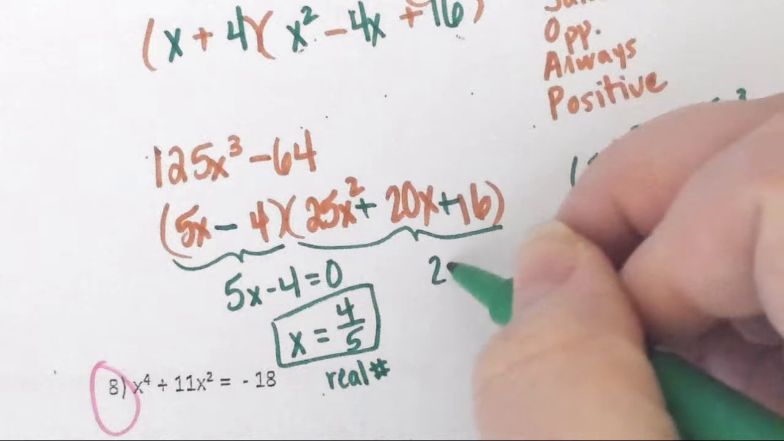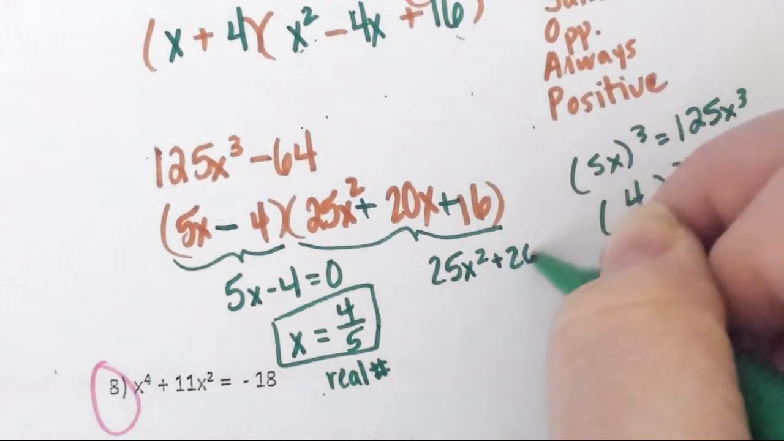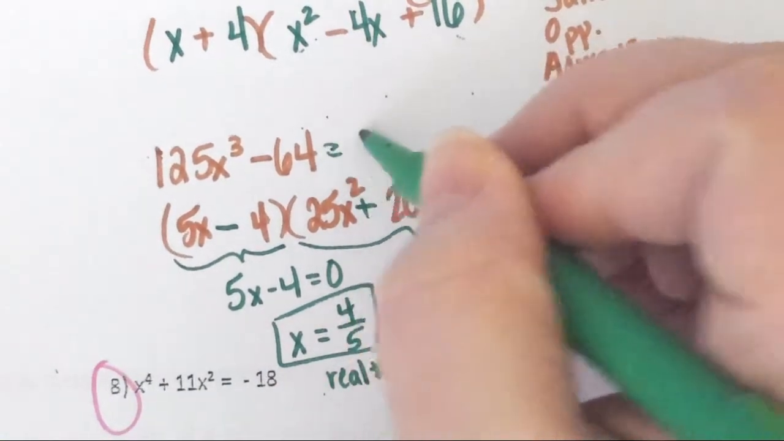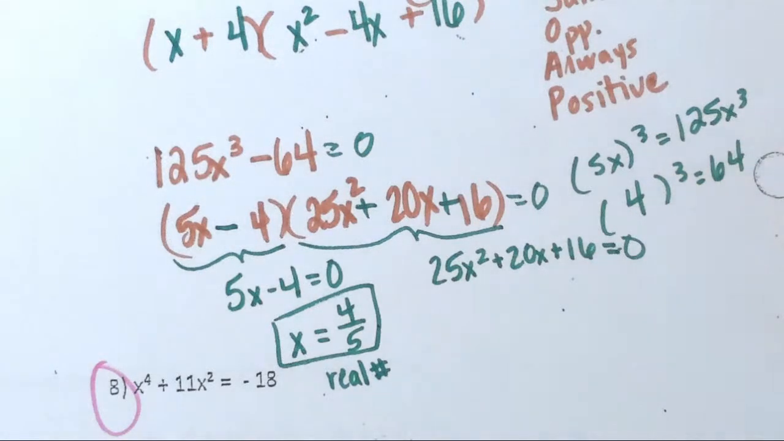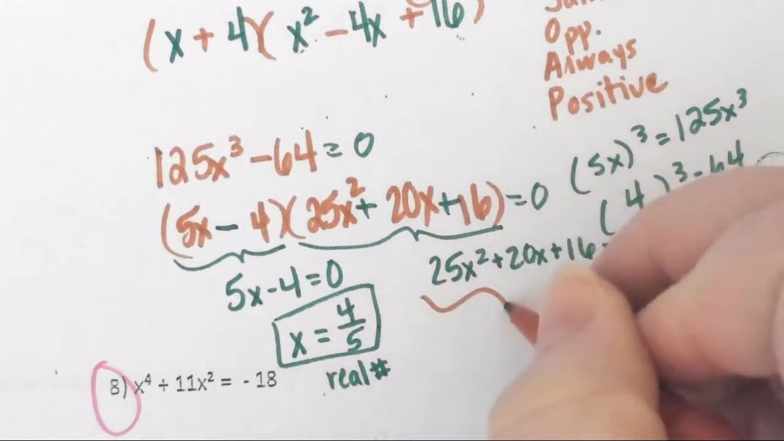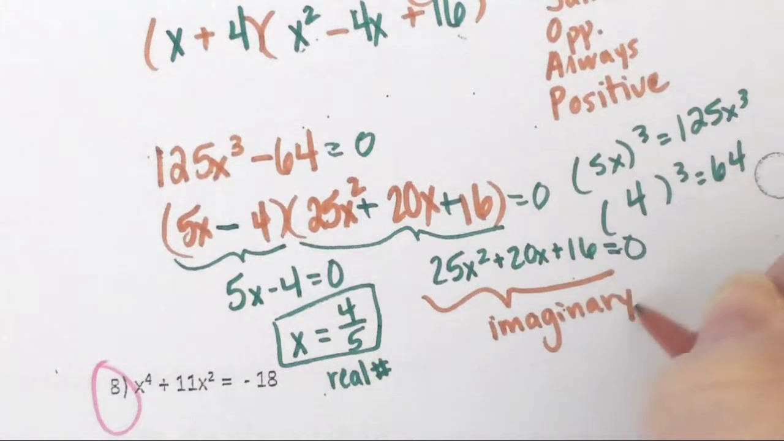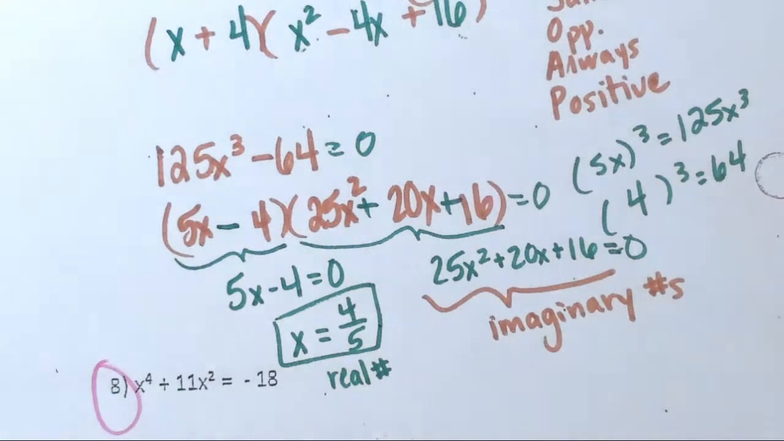What are we going to do with this 25x squared plus 20x plus 16? Sadly, I would try and try and try, but this is not factorable. All we're going to do for this test, if it's not factorable, that means it doesn't have two real answers. Instead, it has two imaginary answers. So all you have to do is, underneath that part, put imaginary numbers, so at least then you acknowledge it. We discussed yesterday how imaginary numbers affect our graph, or how they don't affect our graph, maybe I should say. What's the deal with imaginary numbers and graphing?